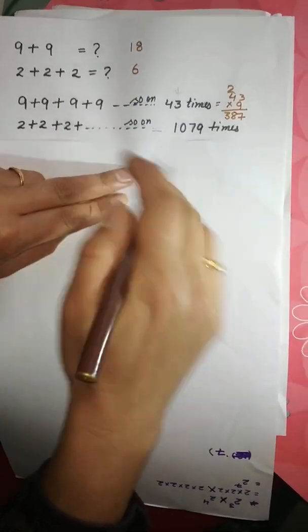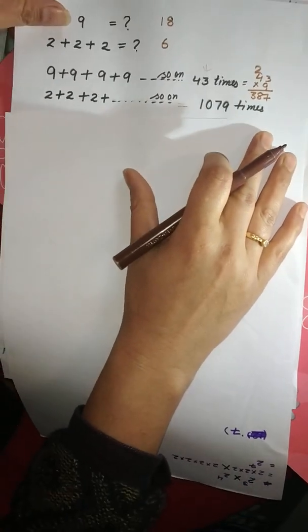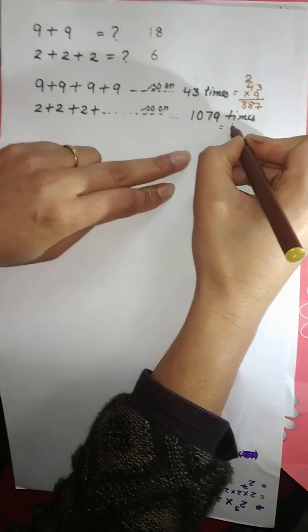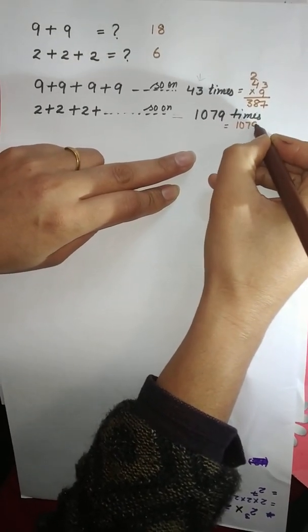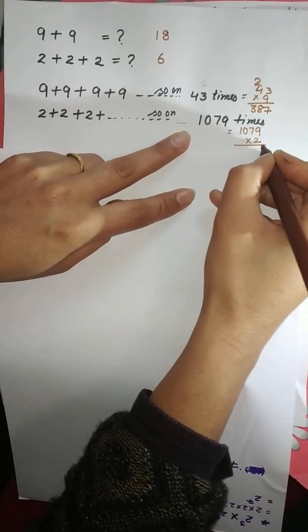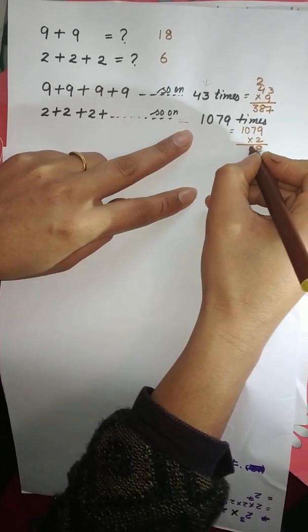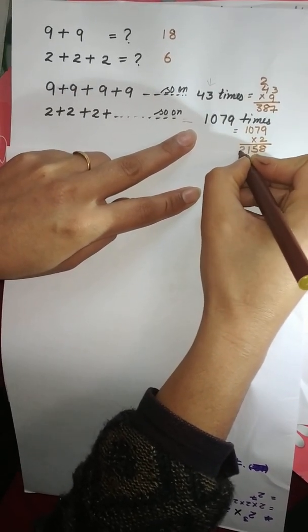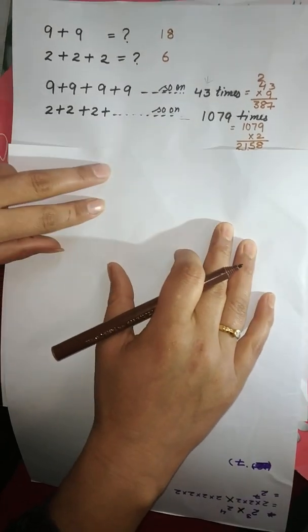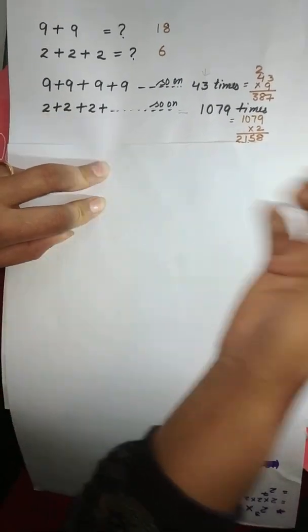Similarly, here 2 is added 1079 times. So this is equal to 1079 into 2, which is 2158. This is nothing. You have been taught this in class 3 or 4 when you were making tables.